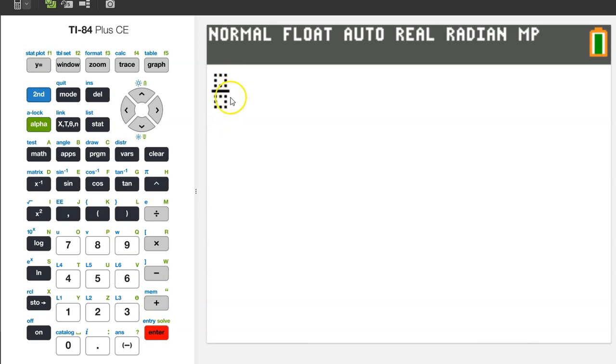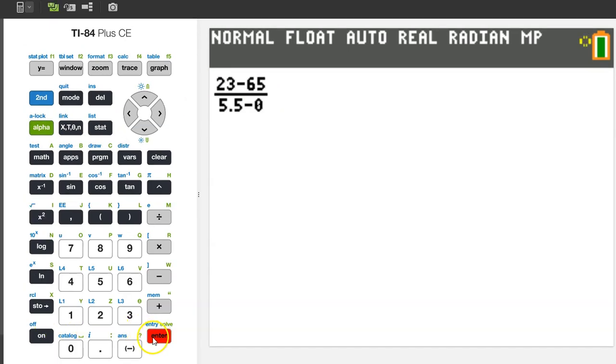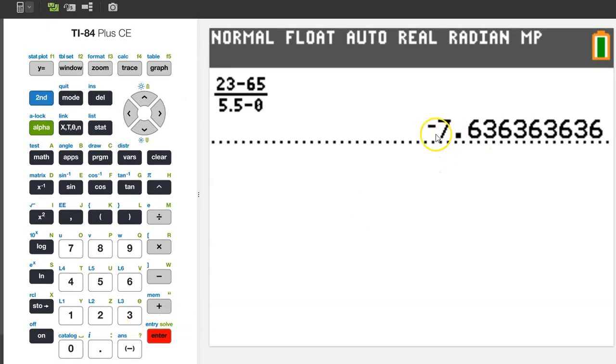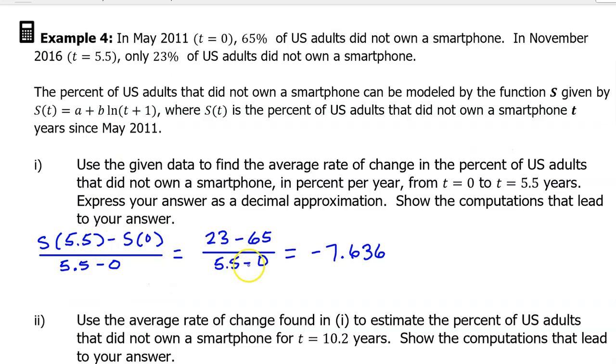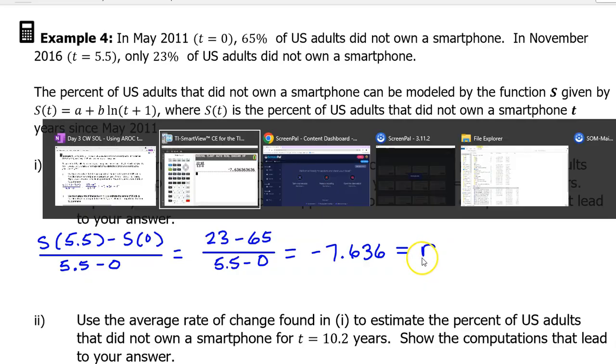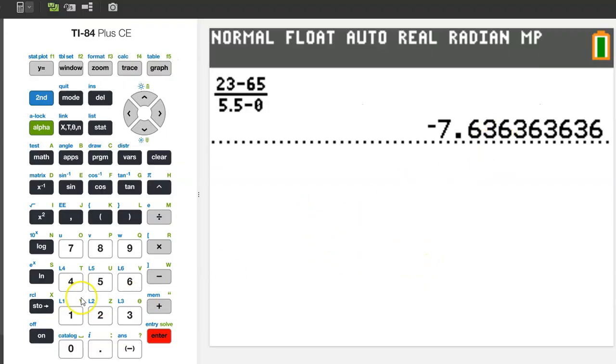On your calculator, that will also work, but you might be able to use a shortcut where you hit alpha and then x, and that might make the fraction immediately. Try it out. The average rate of change is negative 7.636. Always use 3 decimal places. Let's define this value as r. And let's go ahead and store this value as r in the calculator. So hit the store button and then alpha r.